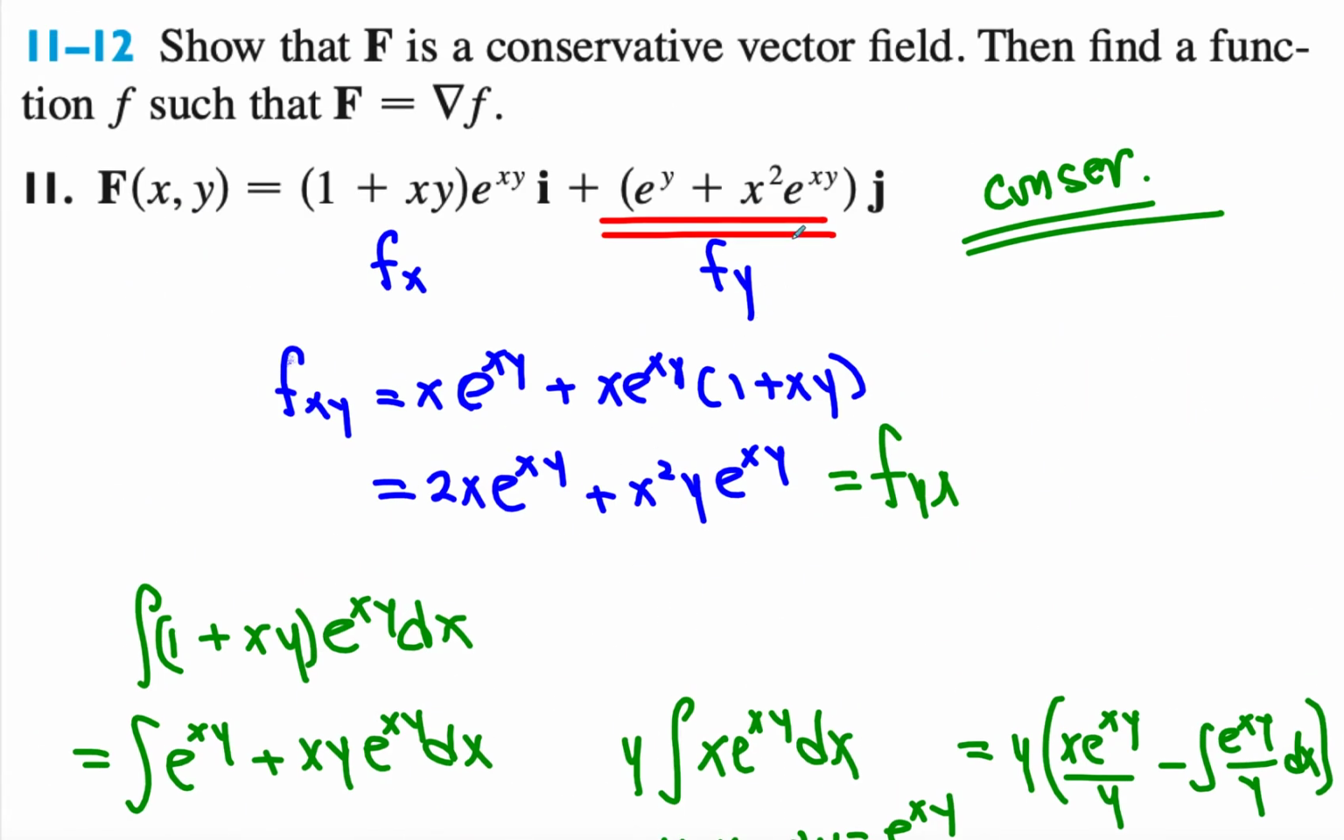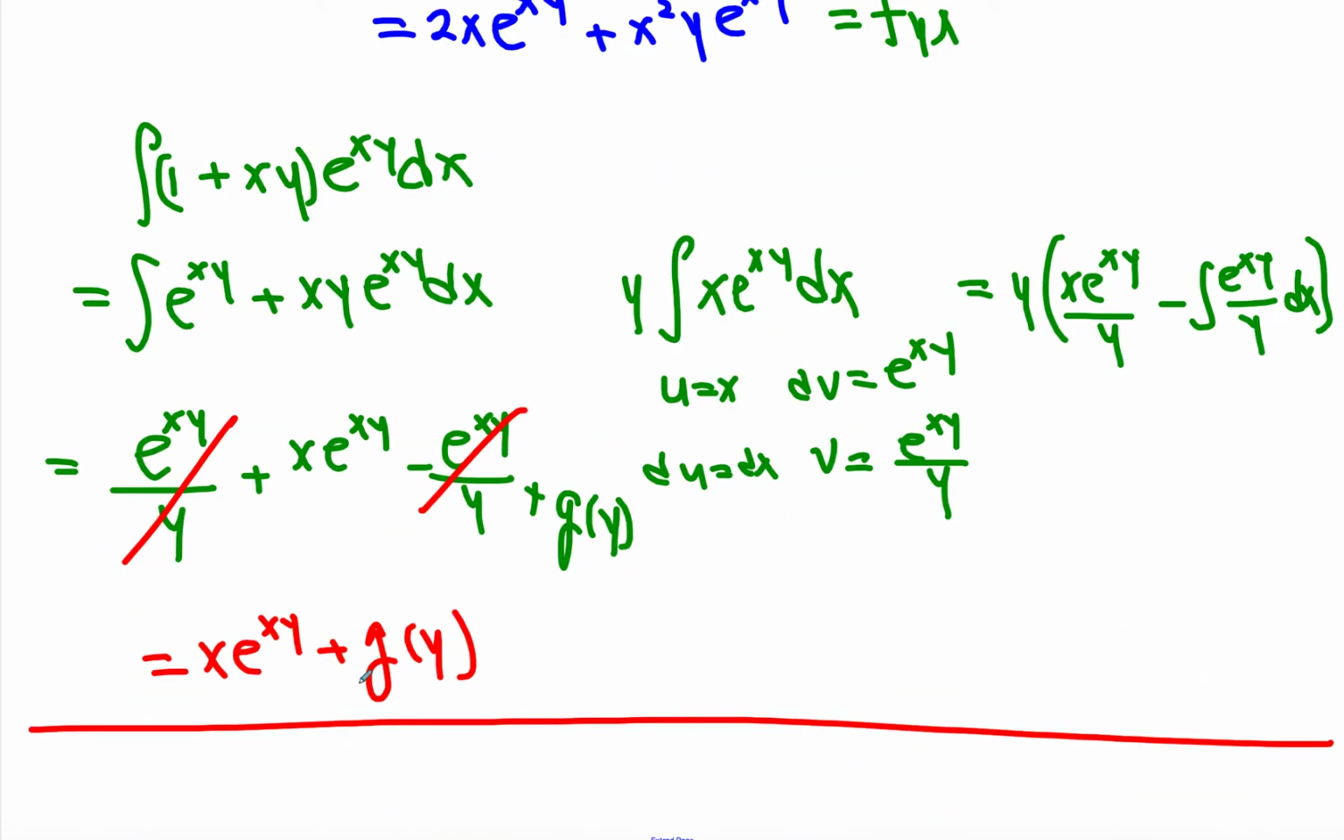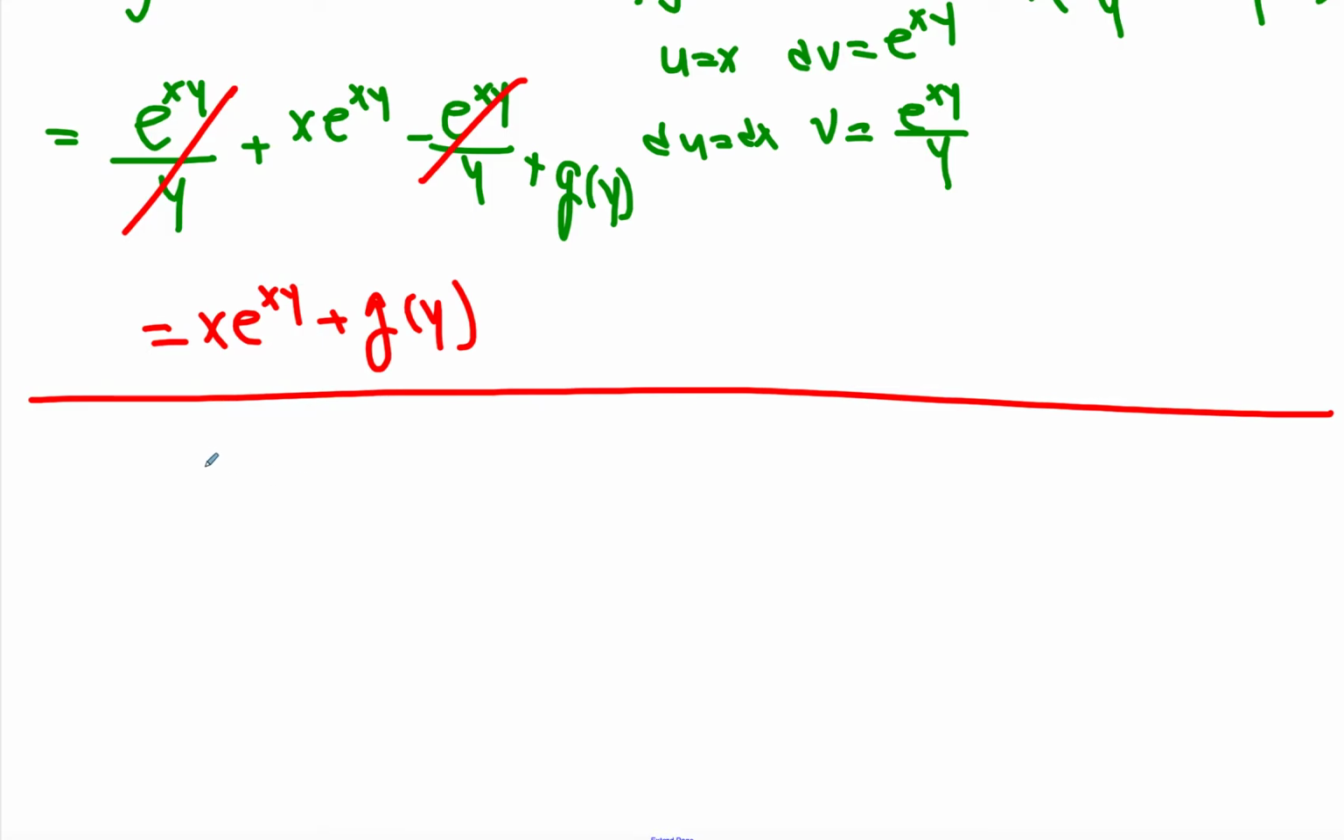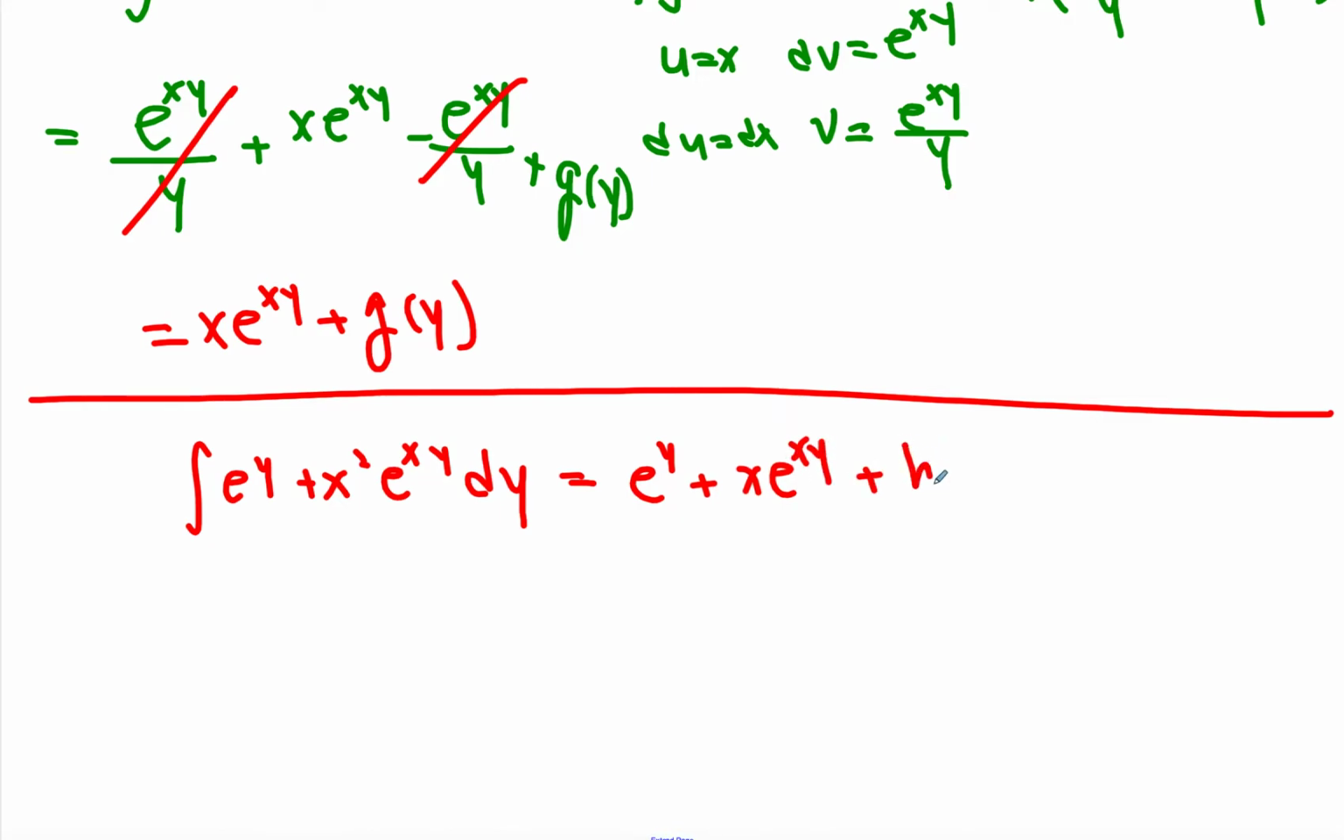My function f of y was e to the y plus x squared e to the xy dy. Now, the first one is rather simple, which is simply e to the y. The second one becomes, x would have been going in as a denominator, which cancels out with one of the x, so plus x e to the xy and plus h of x.